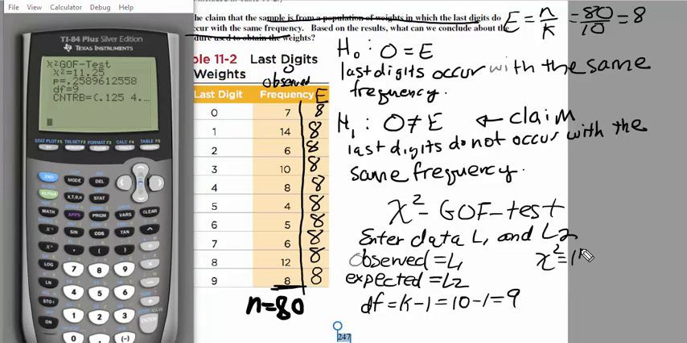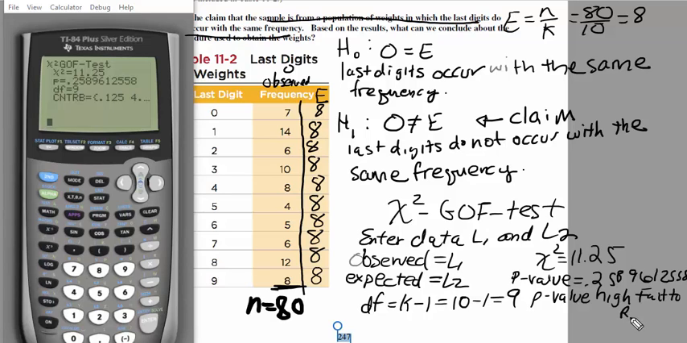chi-squared test statistic is 11.25, and the p-value is 0.25896125558. So that is a high p-value, so you're going to fail to reject H0. So that means that therefore there is evidence that the digits appear to occur with the same frequency.